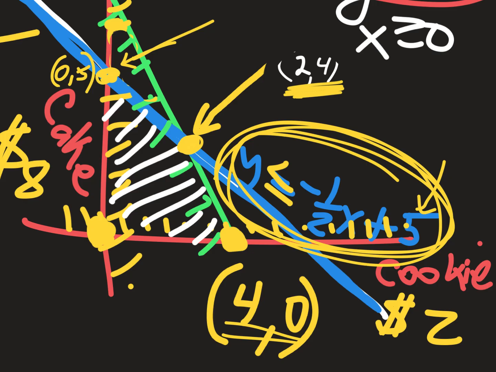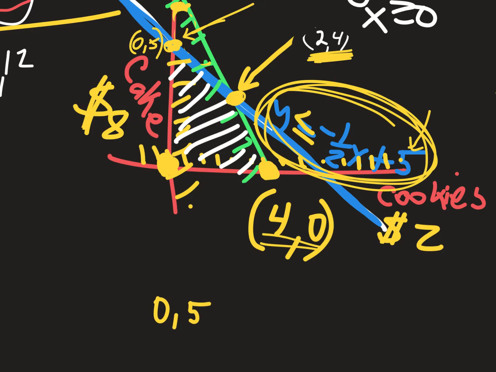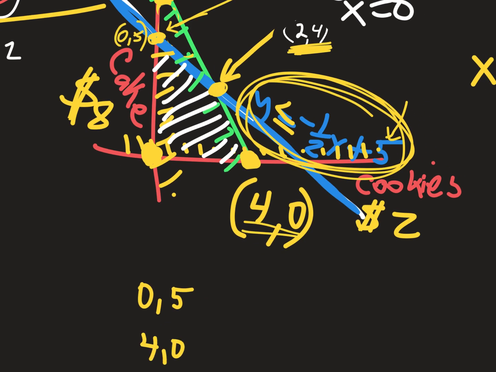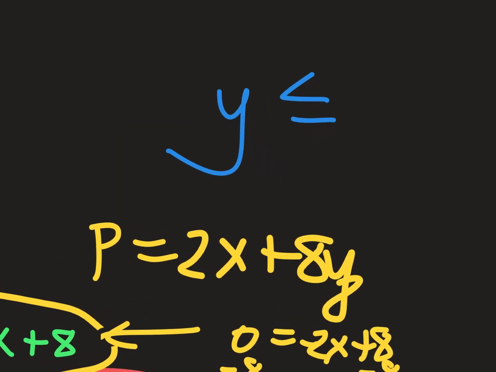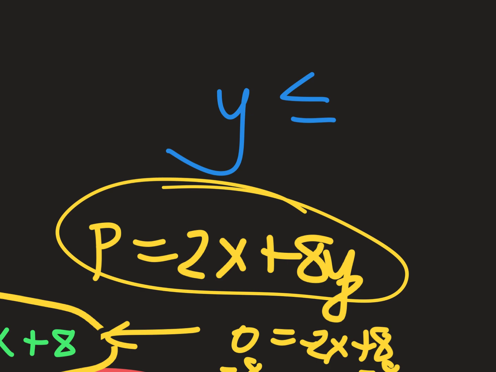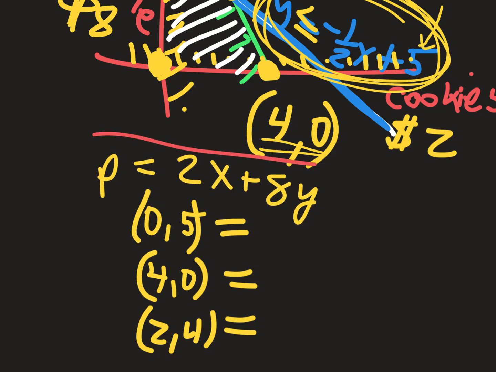So I got 3 points: (0, 5), (4, 0), and (2, 4). These are all what's called ordered pairs, and they're in amounts of cookies and cakes. And I could theorize what I think will give me the most profit, but still you got to show me. And you use this profit equation up here: P equals 2x plus 8y. So I'm going to put it all in one spot. And I'll be looking for this area on your test.